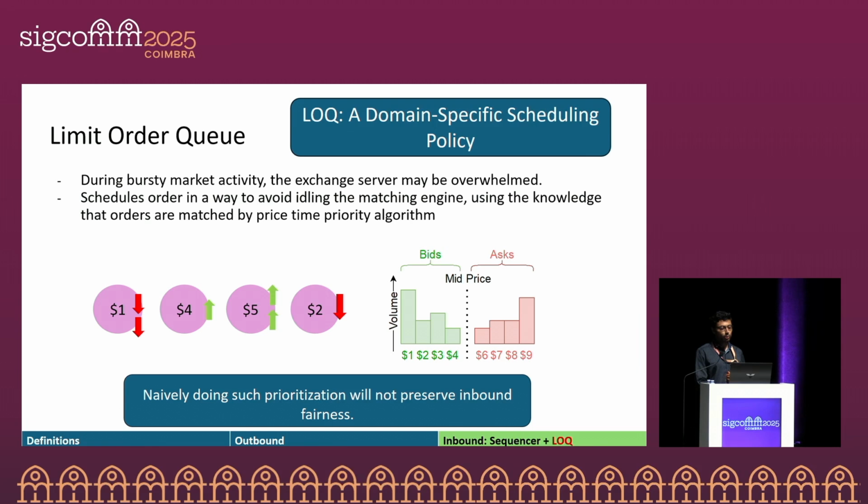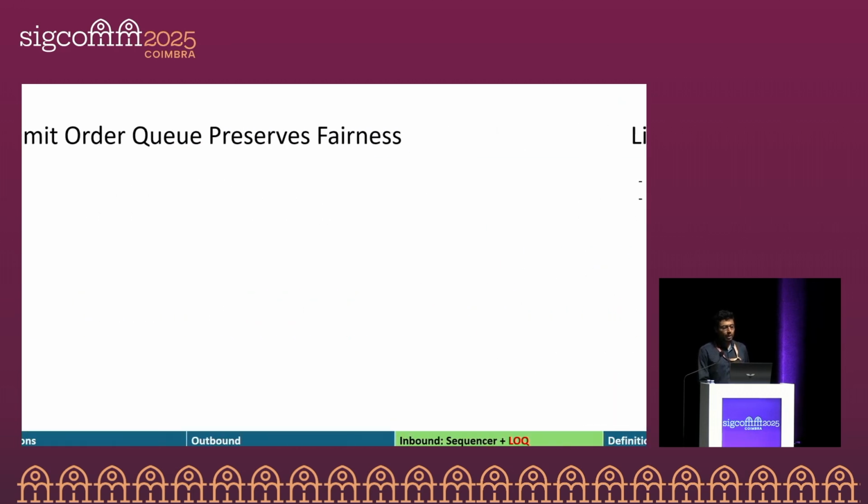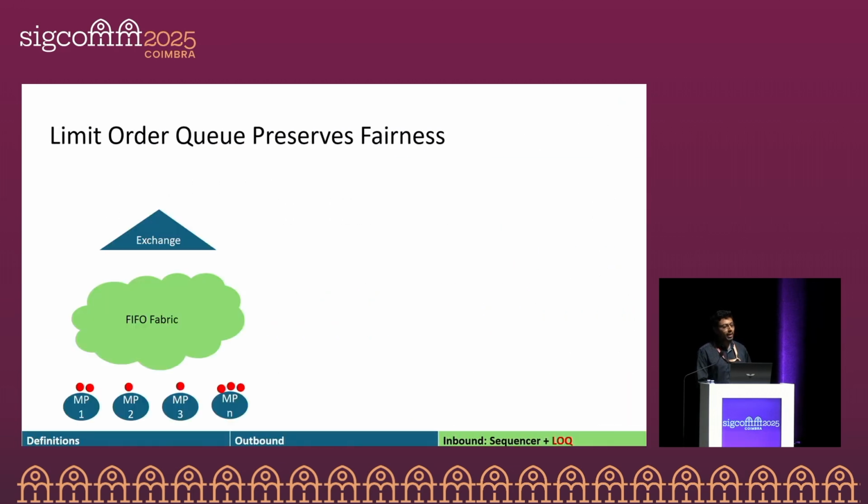Okay? So this is kind of the intuition. But naively doing this sort of prioritization can actually result in violating fairness. Okay? So what is the fairness property we want? So we have a FIFO fabric.